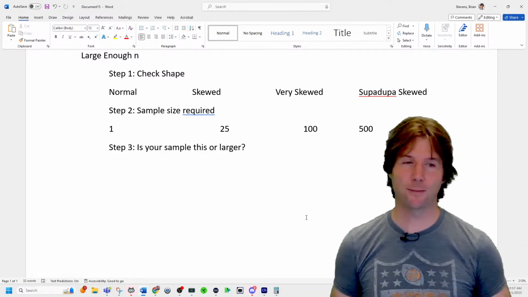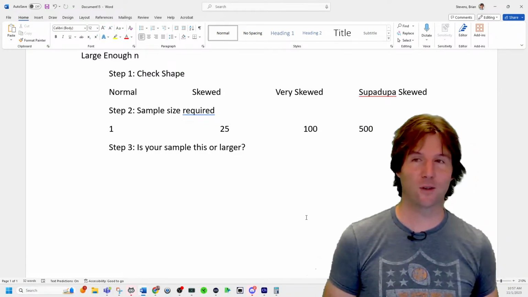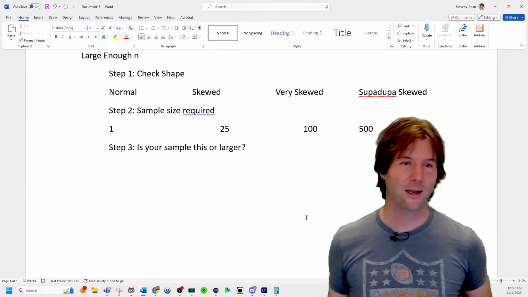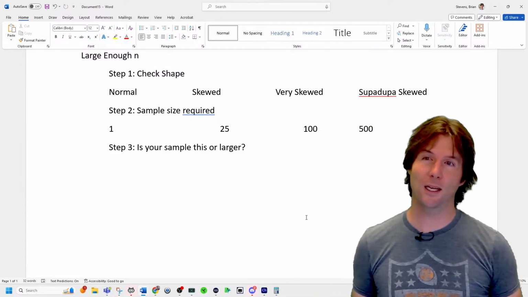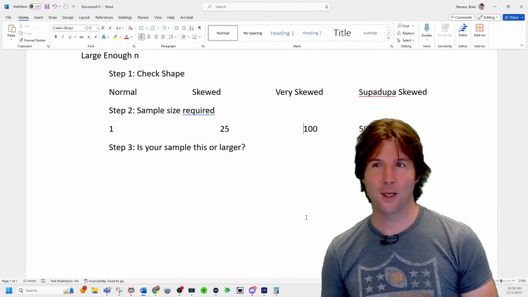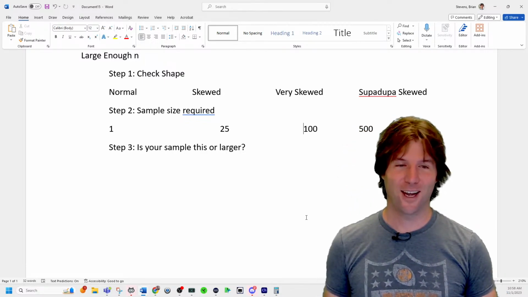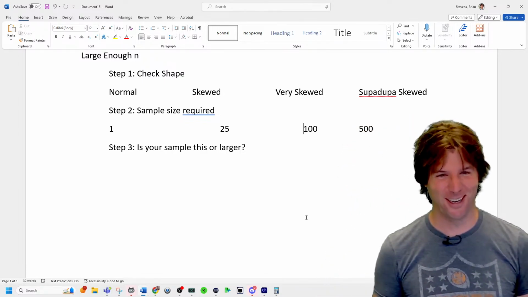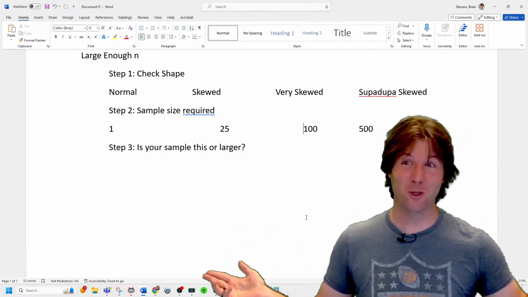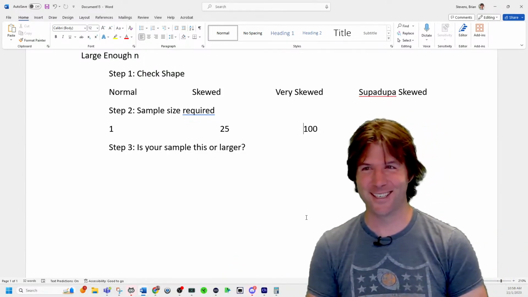As a rule of thumb, it depends on how skewed it is. Is it super duper skewed? Then you're talking a sample size of probably 500. Is it super duper ridiculously insanely skewed? Maybe 1,000. Once again, we go by the numbers in class and on the test. We say skewed and very skewed, but there are things that are ridiculously skewed. Then you need like 100 or 500 or 1,000 if it's super duper duper skewed. The more skewed it is, the larger n needs to be.